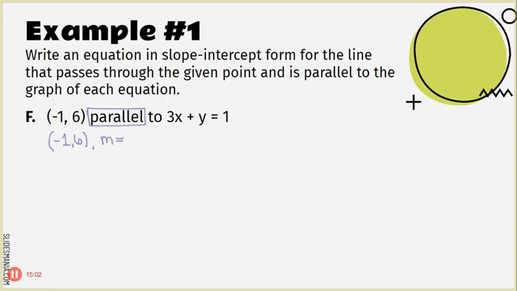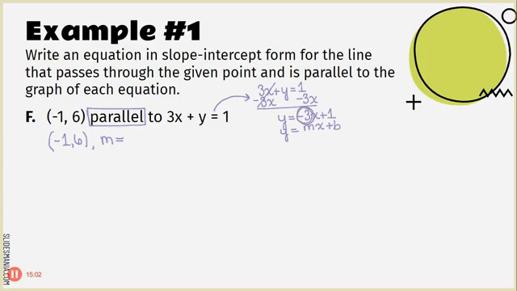Now, if I look at this, this is not written in y equals mx plus b form. This says 3x plus y equals 1. So I have to get y by itself. The way I'm going to get y by itself is I'm going to move my 3x to the other side by doing the inverse operation, which would be to subtract. So I have y equals negative 3x plus 1. So my equation is now in y equals mx plus b form. And I'm going to identify the slope, which is negative 3.